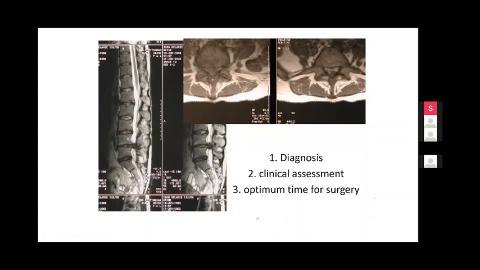So, MRI of lumbar spine, sagittal view, as well as axial section. So T2 weighted image showing intervertebral disc prolapse.